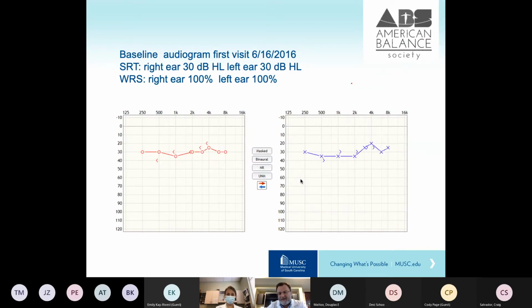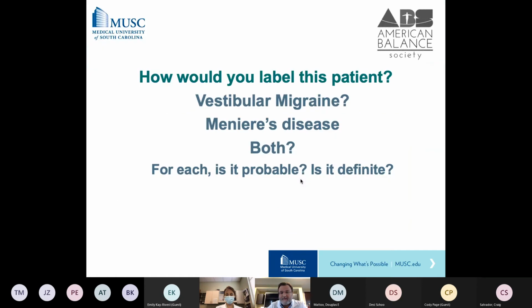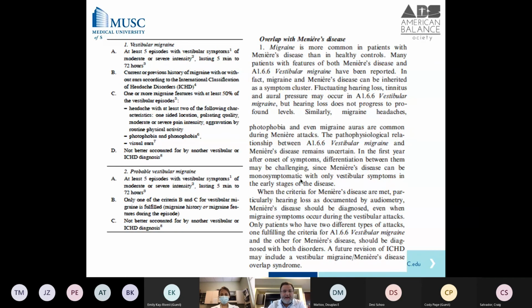Of course, the diagnosis at the time was definite vestibular migraine, probable Meniere's disease of the left ear, because the audiogram was not vividly positive. For the diagnosis of vestibular migraine, the patient has to have at least 5 episodes of vestibular symptoms of moderate or severe intensity, lasting 5 minutes to 72 hours, with a current or previous history of migraine, and 1 or more migraine features with at least 50% of her episodes: headaches that have a migraine quality, photophobia and phonophobia, and visual aura.